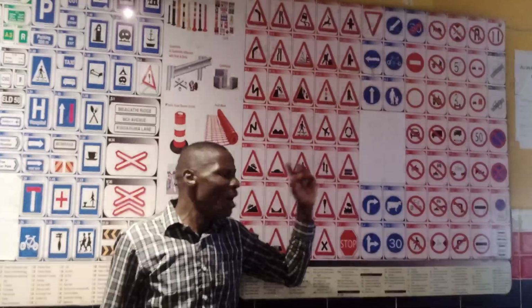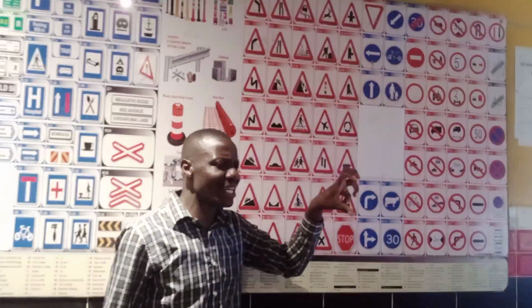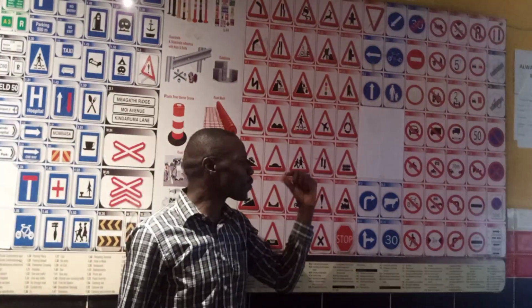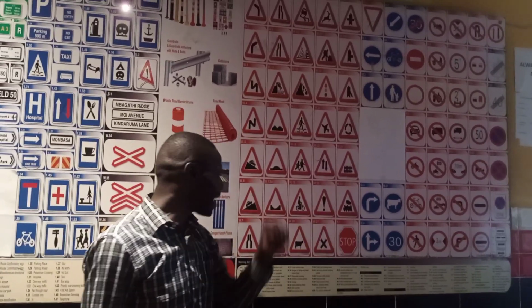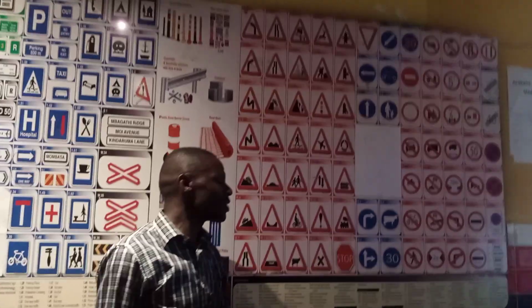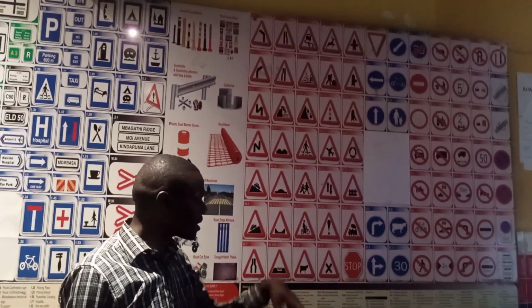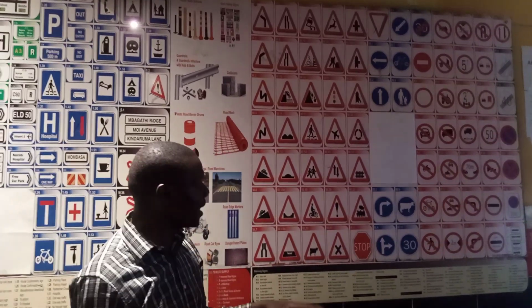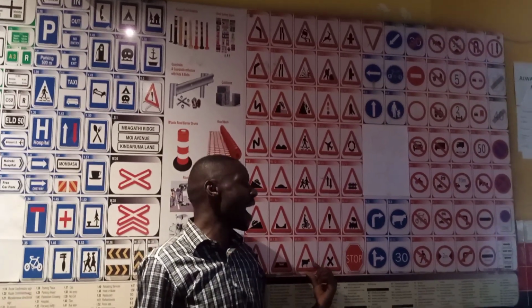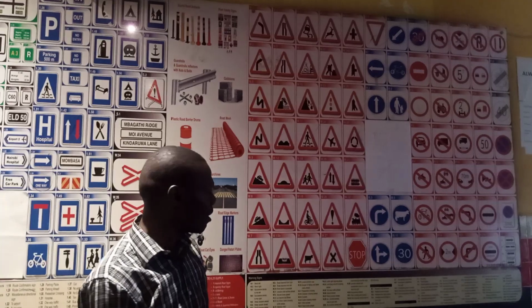Pedestrian crossing ahead. Children crossing ahead. Cyclist ahead. Cattle crossing or cattle ahead. This means that the people living within the area, the locality, keep livestock. So be aware of the animals.